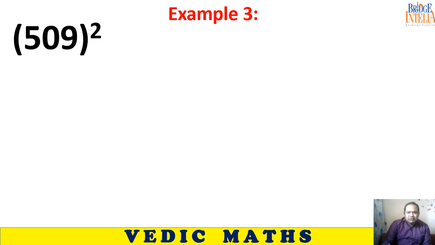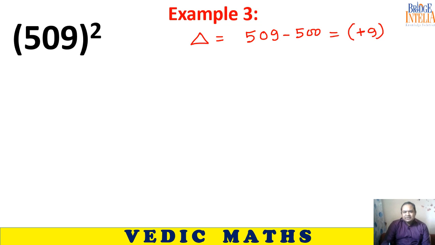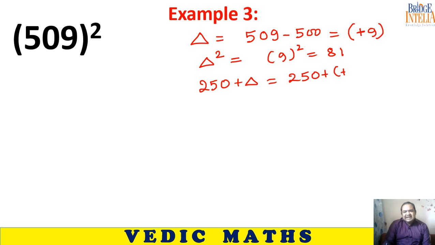509 whole square. What is the value of delta, the deviation? From the given number you have to subtract 500. This time the deviation is positive, plus 9. So find delta square: 9 square is equal to 81. Find the value of 250 plus delta: 250 plus 9 is equal to 259.